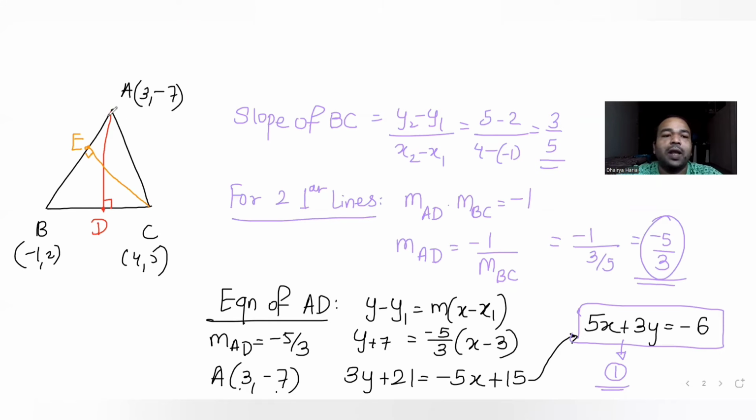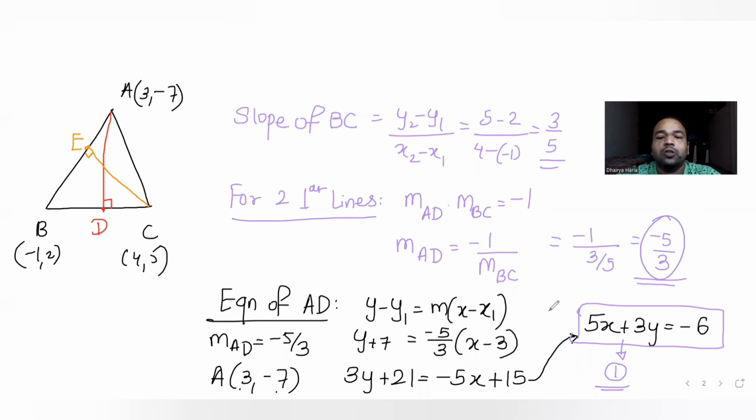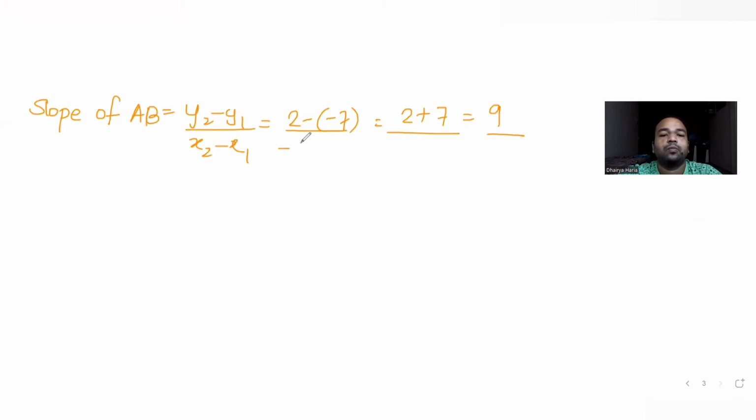So slope of AB, if I want to find out, I can just use the idea again. Y2 minus y1 over x2 minus x1. The change in y for AB is 2 minus 7, so 2 plus 7... that is 9. And the denominator, x2 minus x1, since we took y2 as 2, x2 becomes minus 1. So minus 1 minus 3, which is minus 4. So you get minus 9 by 4 as the slope of AB.